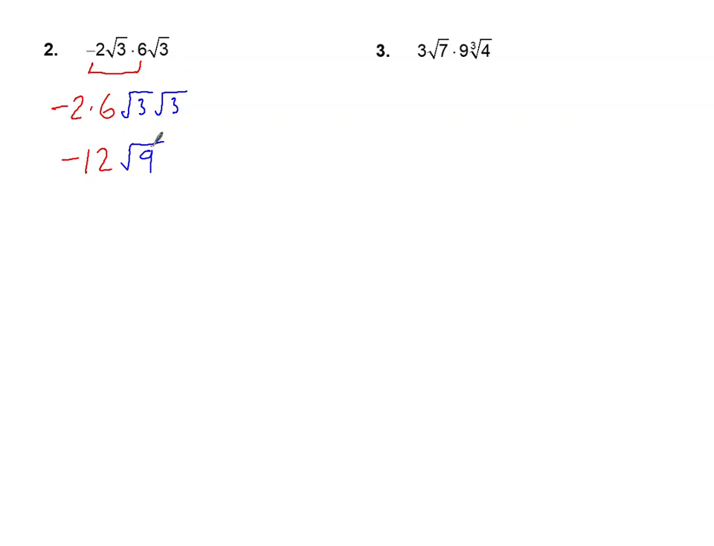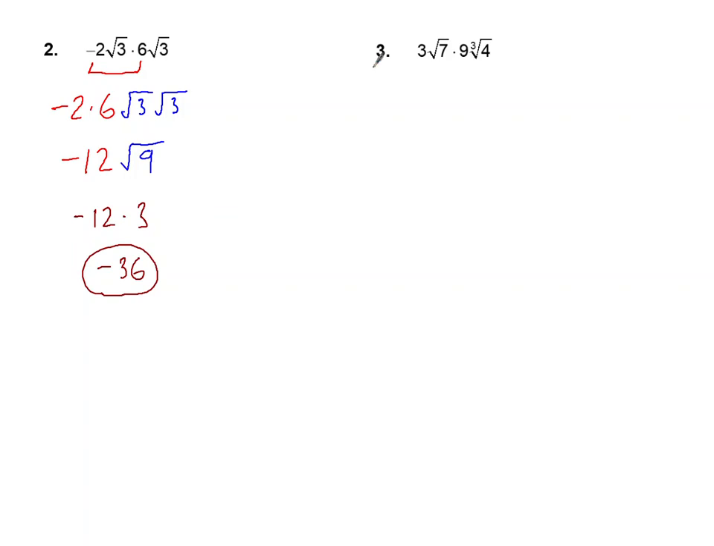Well, the square root of 9 is a perfect square. Square root of 9 is the number 3. So now I've got the negative 12 and the 3, and everything's on the outside. That just makes negative 36. And I'm finished. There's actually no more radicals to do.